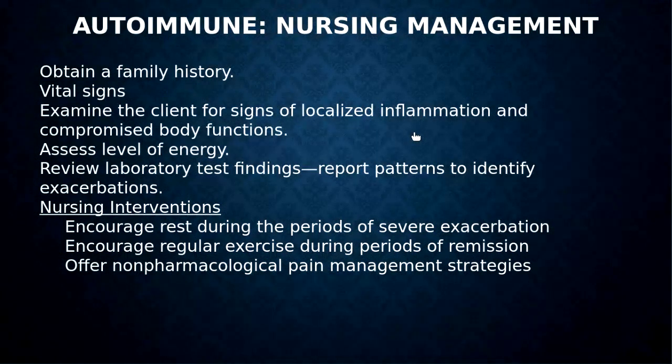You'll see that with the rheumatoid arthritis. Assess the patient's level of energy. Review those lab findings. Like I said, those certain labs that we're going to draw, we're going to repeat those frequently and just monitor that patient. Your nursing interventions will be to encourage them to rest during those periods of exacerbation, but they need to get some regular exercise, especially during those periods of remission. Stay active as much as possible. Offer some non-pharmacological pain management strategies as well.